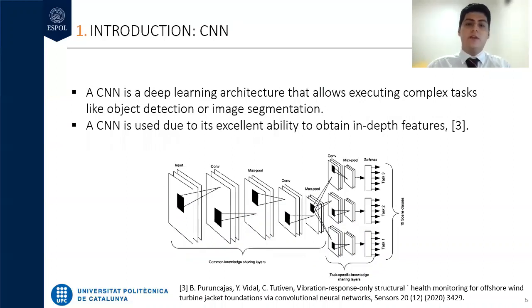In this work, a deep learning architecture known as convolutional neural network was implemented, which allows executing complex tasks like object detection or image segmentation. For a convolutional neural network to be able to predict, it needs to be fed with training data, so the model can learn in-depth features and patterns, which allows obtaining an accurate prediction. It should be noted that the training data is known by the model, in this case a compilation of SCADA data of a wind turbine's physical behavior.